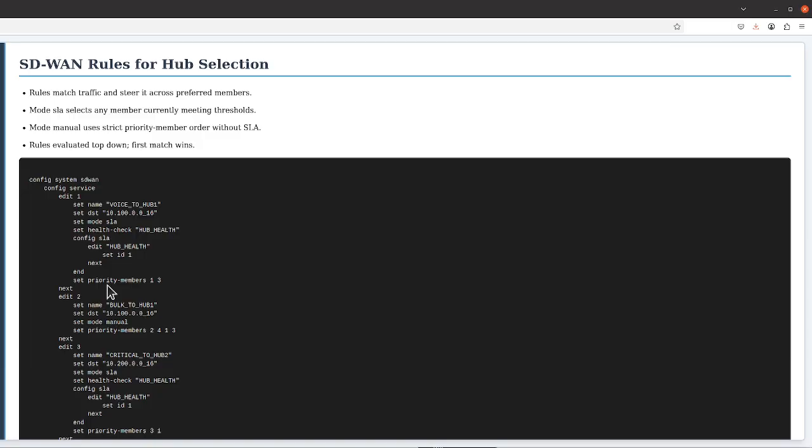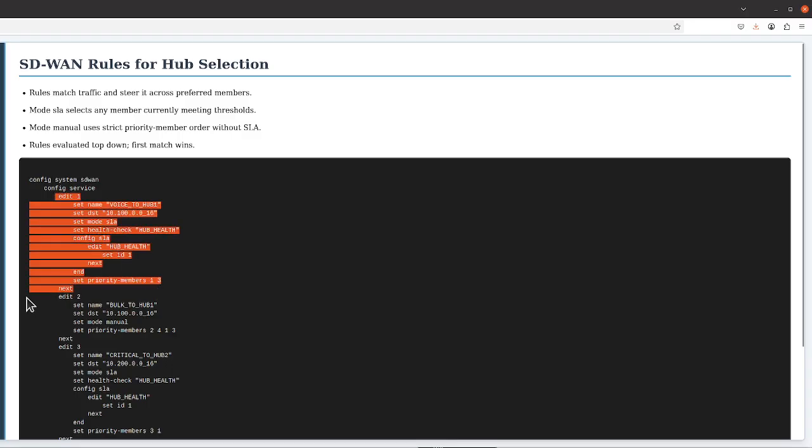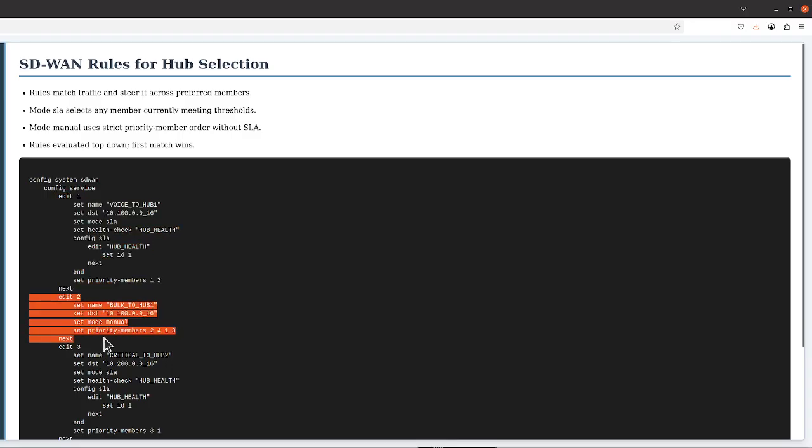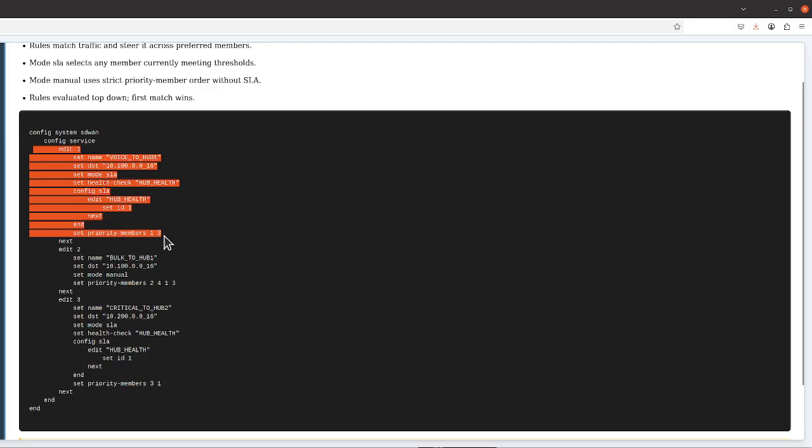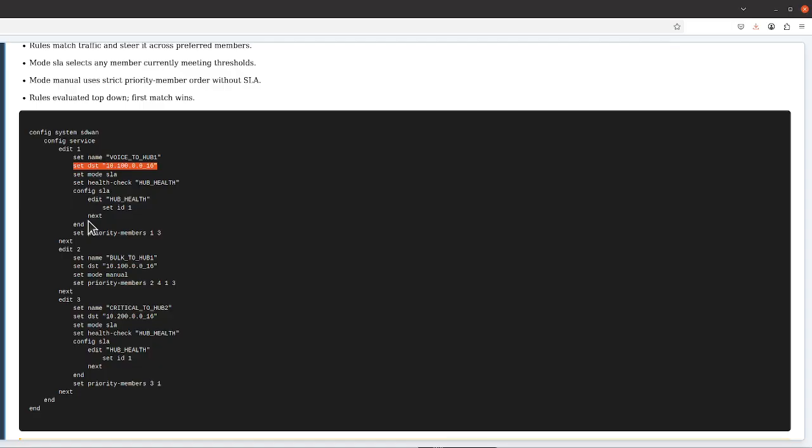The config system SD-WAN and config service commands enter the service rule configuration area. Each edit block creates a numbered rule. Rules are evaluated top to bottom, so rule 1 is evaluated first, and the first matching rule wins, so ordering matters significantly. The first rule, edit 1 with name voice to HUB1, is for voice traffic. The set destination 10.100.0.0/16 matches traffic destined for the data center subnet behind HUB1.